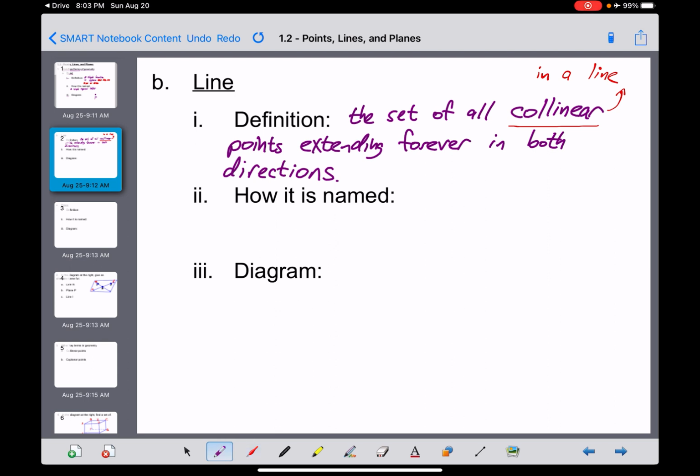Let's go back to our diagram again. What I'm going to do is start with one distinct point right here, and I will call that point A, and then another point over here somewhere, and I'm going to call that point B.